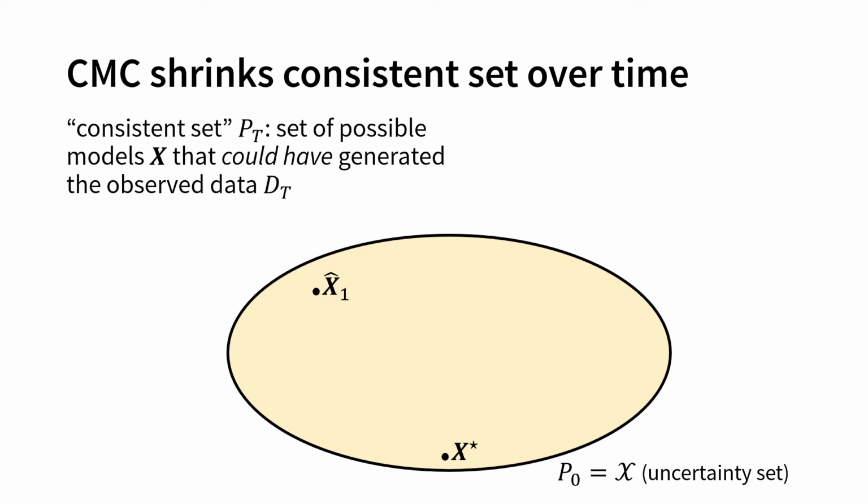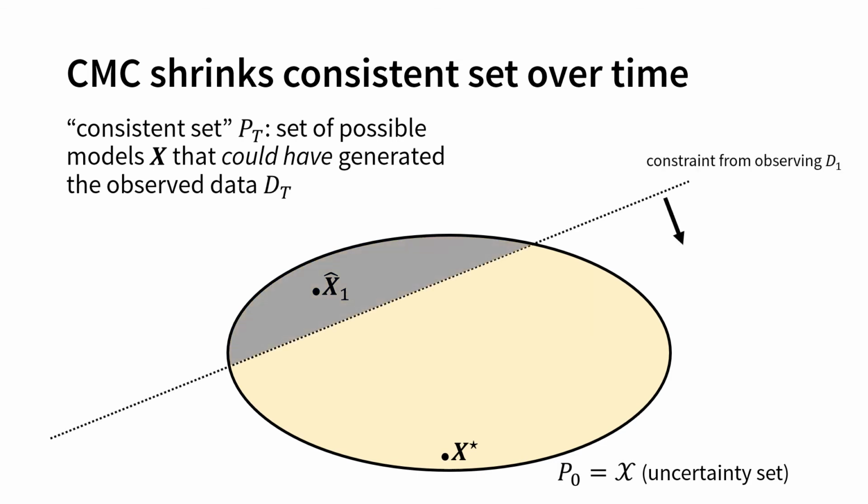This new observation imposes some constraints on what the consistent models could be. These constraints are hyperplanes that shrink the set of consistent models. In this figure, we see that X hat 1 is not consistent with the observation, so we make a new guess, X hat 2, that is consistent with our observed data.